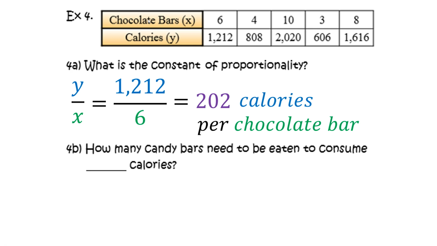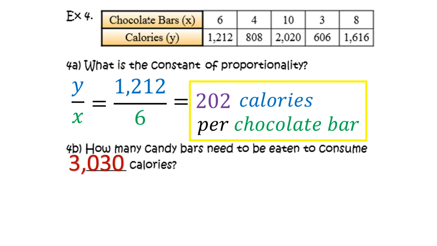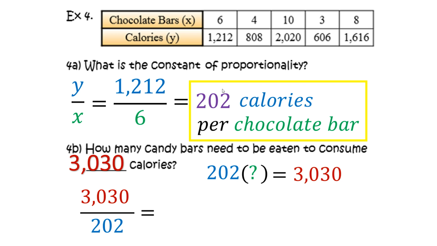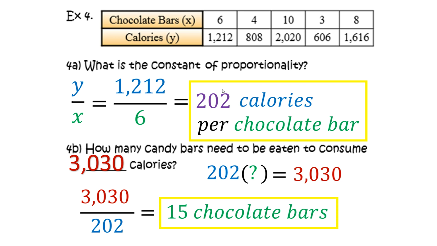How many candy bars need to be eaten to consume 3,030 calories? Okay, so that's not in the table. We don't have that anywhere. So in order to figure this out, we have to divide by our constant of proportionality, because 202 times something will equal 3,030. So 3,030 divided by 202 will equal 15 chocolate bars. And that is the end of the notes for today.